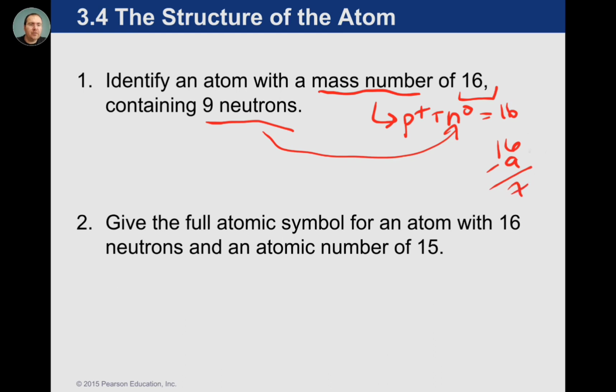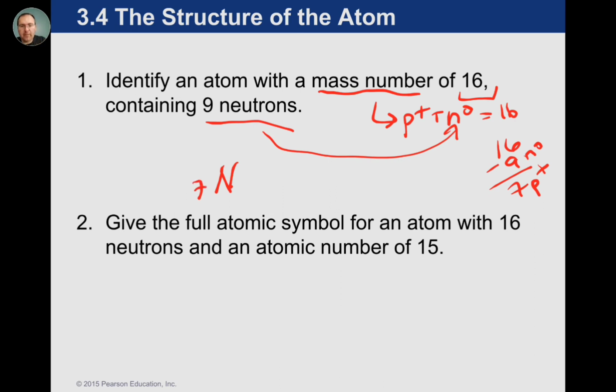So 16 is protons plus neutrons. These 9 neutrons are getting removed from that 16 mass. That gives us our 7 protons left over. If we go to the periodic table, we're going to see that this is nitrogen. Nitrogen's number 7 on the periodic table.